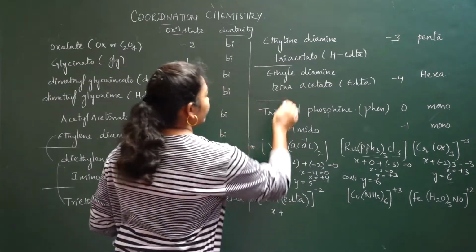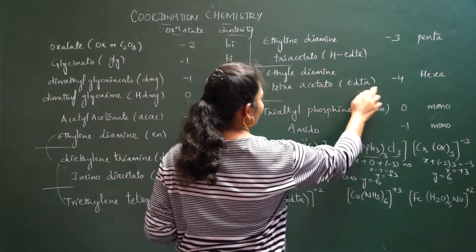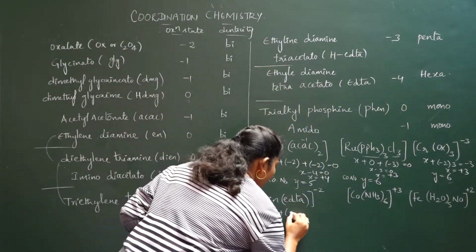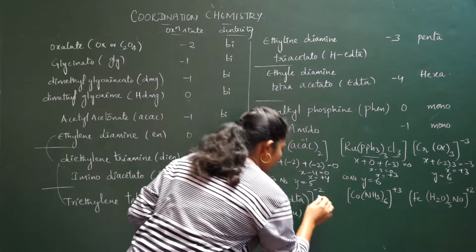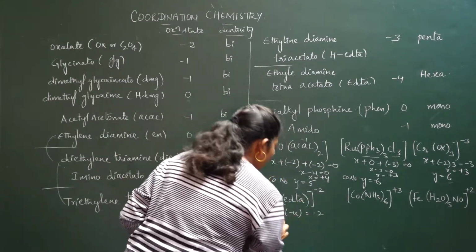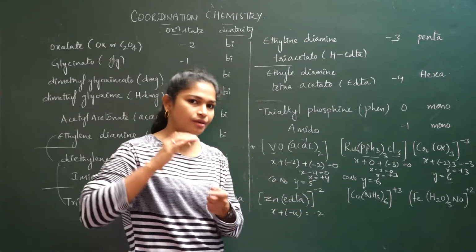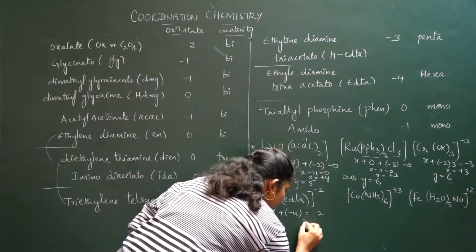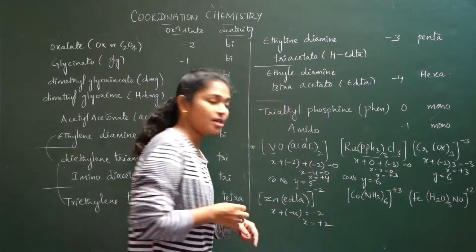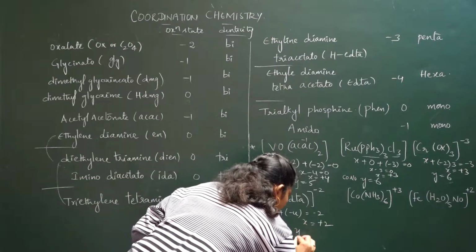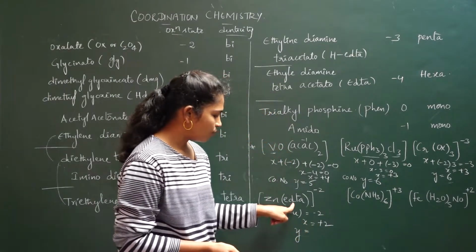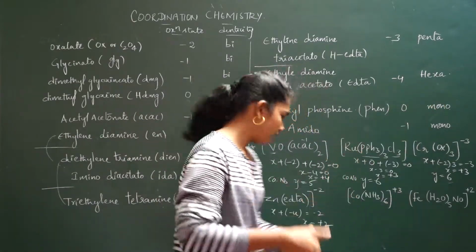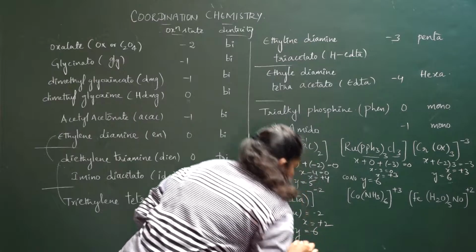Then X. What about EDTA? What is the charge on this? -4. It is hexadentate. So here the charge on the complex is -2. X -4: when -4 goes out to that side, it becomes +4, so -2 + 4 is equal to +2. So the oxidation number is +2. What is the coordination number here? What is the denticity of EDTA? Hexadenticity, that means 6, right? So the coordination number is 6.